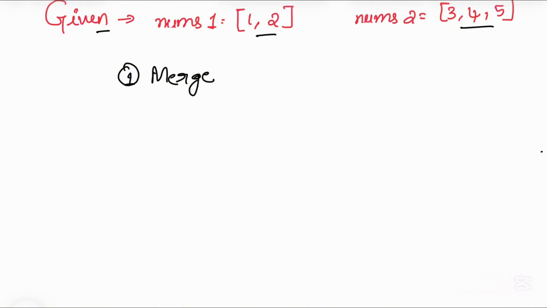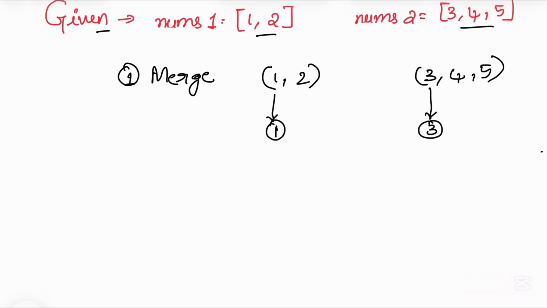Okay, how do you merge it? It's really simple. This is one array and this is another array. We'll compare the first value of this array and the first value of this array, and we'll check which is smaller. 1 is smaller than 3, so this is the merged array, right? So what will we do? In this we'll write 1, the smaller number.